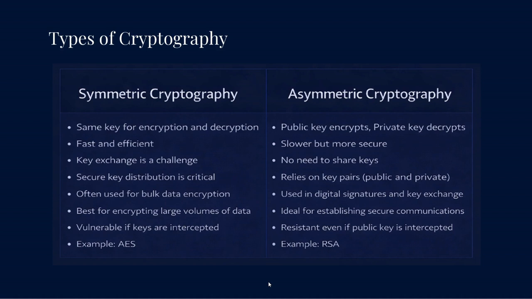Now, let's look into asymmetric cryptography. Here we use 2 keys, a public key and a private key. The public key is shared openly and the private key is kept secret. If someone wants to send you a message, they encrypt it using your public key and only you can decrypt it using your private key. This solves the key sharing problem, but it's slower compared to symmetric encryption. So in real world systems, both symmetric and asymmetric work together.